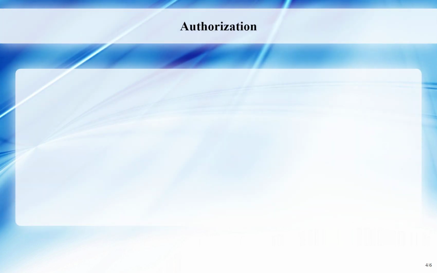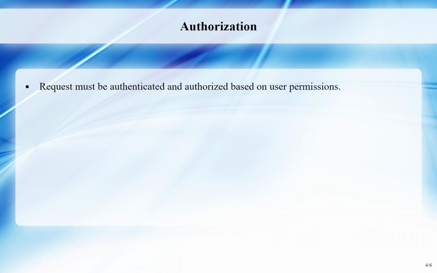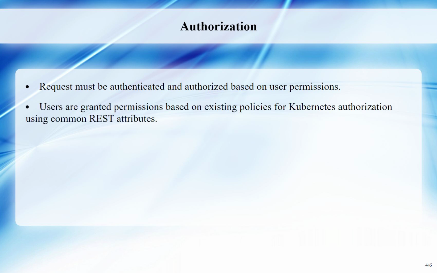Authorization. After a request is authenticated as coming from a specific user, it must be authorized by checking if the user has permissions to complete the requested action. This involves verifying the username of the requester, the requested action, and the object affected by the action. Authorization is based on existing policies where users are granted specific permissions.